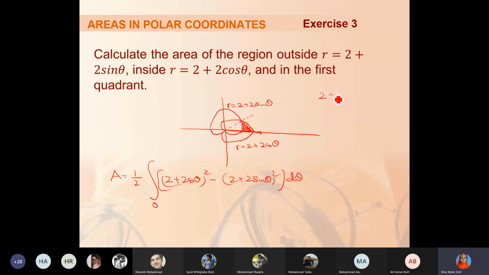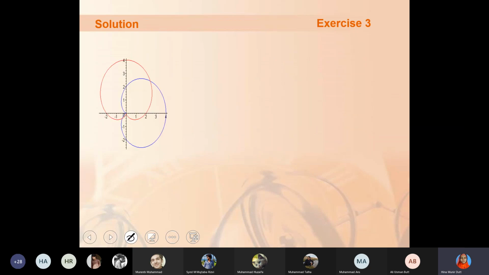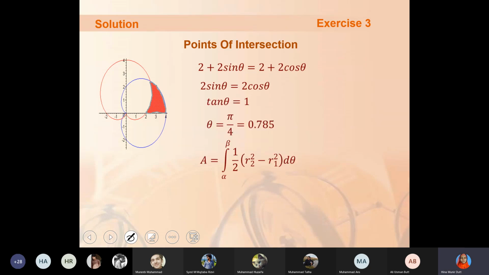That is, we have to simultaneously solve these two equations. I will get tan theta is equal to 1, theta is equal to pi by 4. That is, limits from 0 to pi by 4. The limits of theta are from 0 to pi by 4. This is the required region. For the points of intersection, you have to solve it: theta is equal to pi by 4. Outer curve is this, and this is my inner curve.